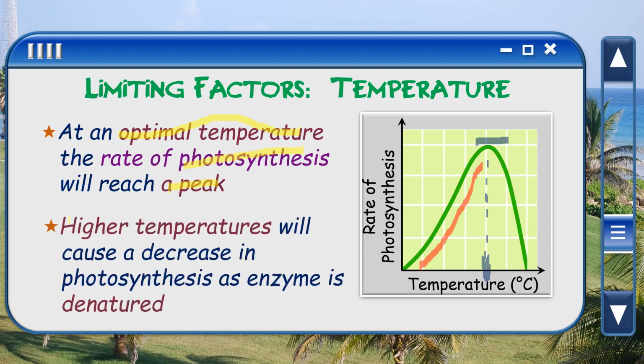So, higher temperatures will cause a decrease in photosynthesis as the enzyme is denatured. When we increase the temperature beyond the optimum temperature, what is going to happen? The rate of photosynthesis is going to decrease. Why is it decreasing? Because when you increase the temperature beyond the optimum temperature, the enzymes are going to be denatured. And as you denature the enzyme, the rate of photosynthesis will go on decreasing.